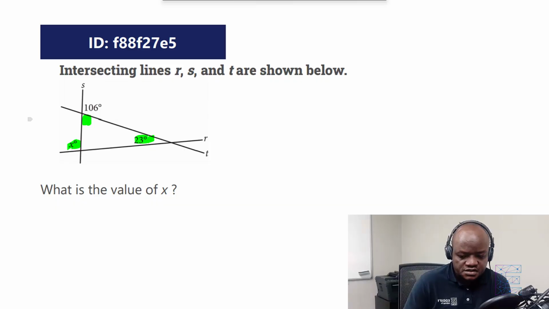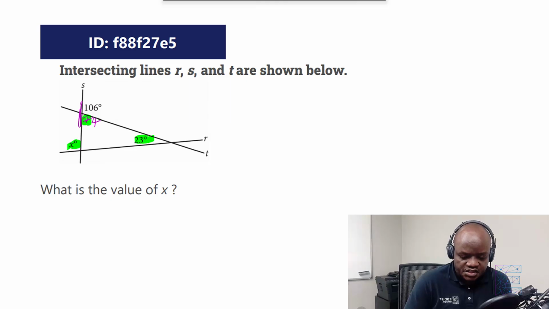First things first, we need this angle here. We don't have it. Thankfully, we are given 106, and 106 together with the angle we need over here form a linear pair. We know that a linear pair adds up to 180. It's supplementary. So 180 minus 106 gives us that this angle here is 74 degrees.